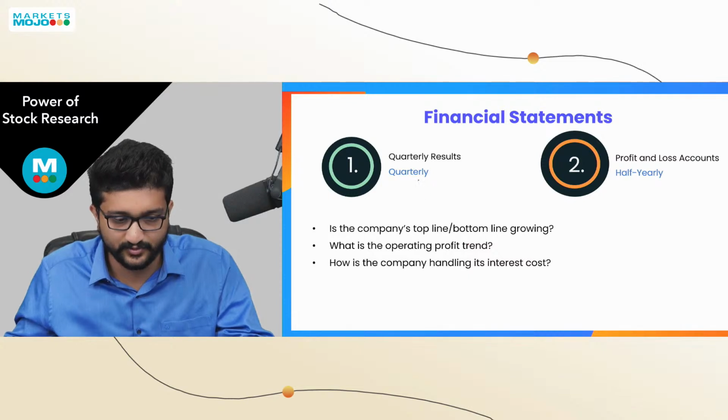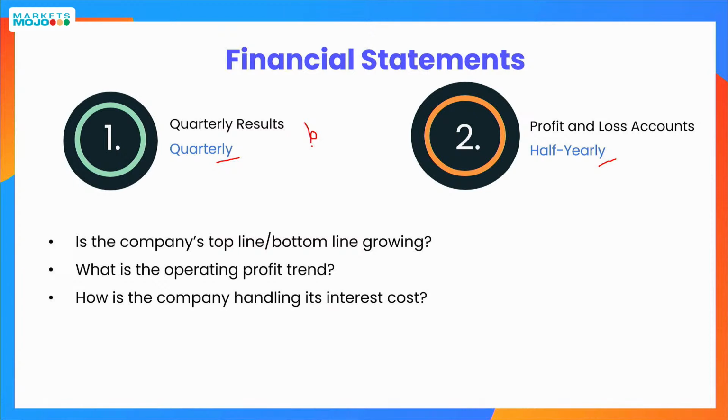Below that, I've actually put the period in which it actually comes in our system. So quarterly results, as the name suggests, comes in quarterly. P&L accounts, we look at half-yearly periods. In that, we ask a couple of questions. I'll just take you to these 3. Is the company's top line, which is the revenue, and bottom line growing? Is the company actually able to expand its top line and bottom line? We look at what is the operating profit trend of the company. Also, we look at how is the company handling its interest costs.